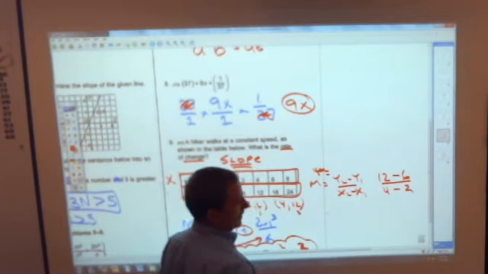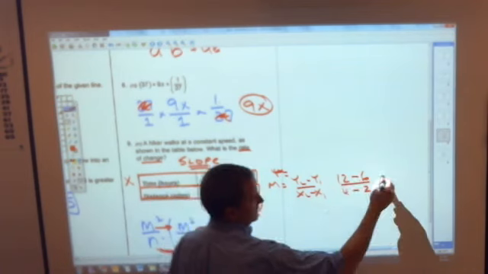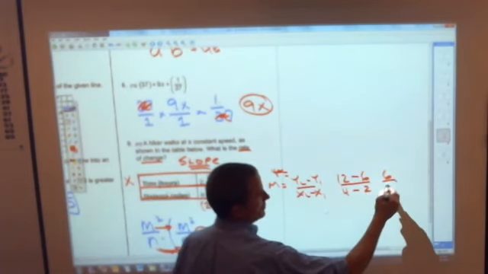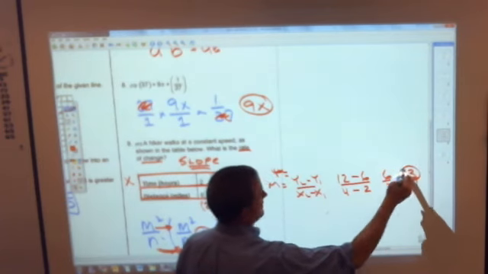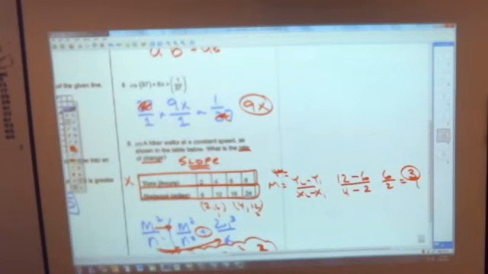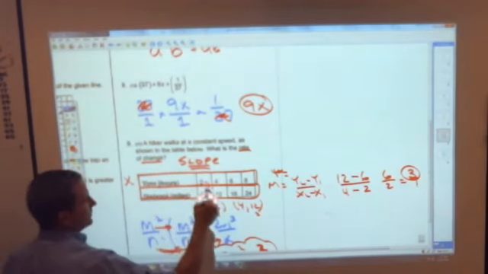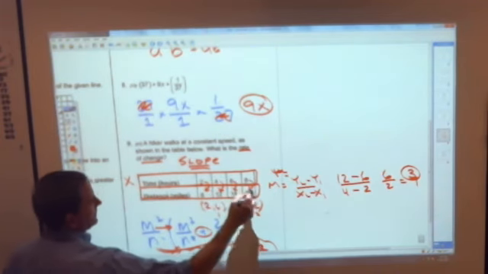I probably should have put parentheses, but we're running out of time. 12 minus 6 is 6. 4 minus 2 is 2. You get a 3, or 3 over 1. 3 is the rate of change. Most of you are going to say, well, hey, isn't that really the same thing as what do I multiply this by to get that? Times 3, times 3, times 3.